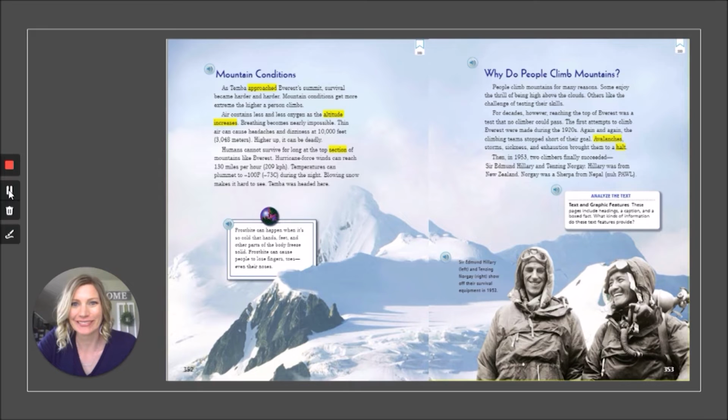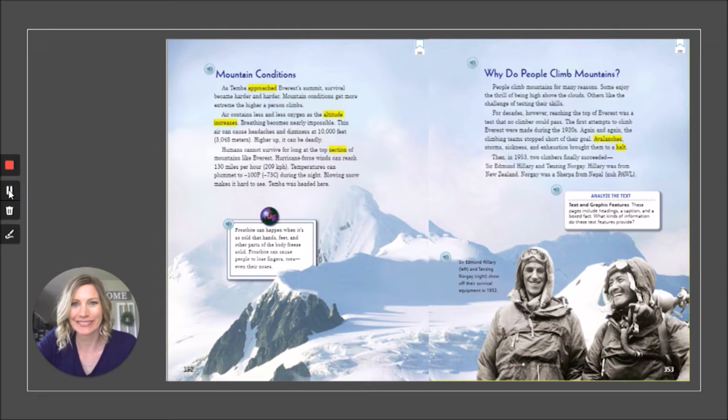Hurricane-force winds can reach 130 miles per hour. Temperatures can plummet to -100 degrees Fahrenheit during the night. Blowing snow makes it hard to see. Timba was headed here.